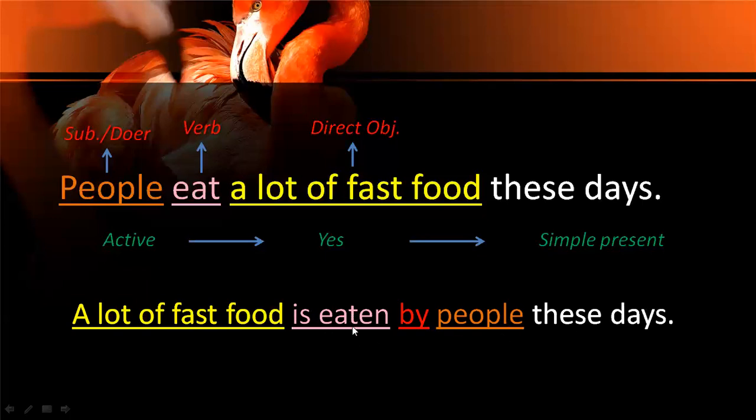Now, is eaten, we decided that this is the form of the passive because of the tense we have. It is simple present. So we included the verb to be, is, depending on the new subject food. It doesn't take are or am, it should be is. And the main verb is in form 3. It is eaten, not eat anymore.